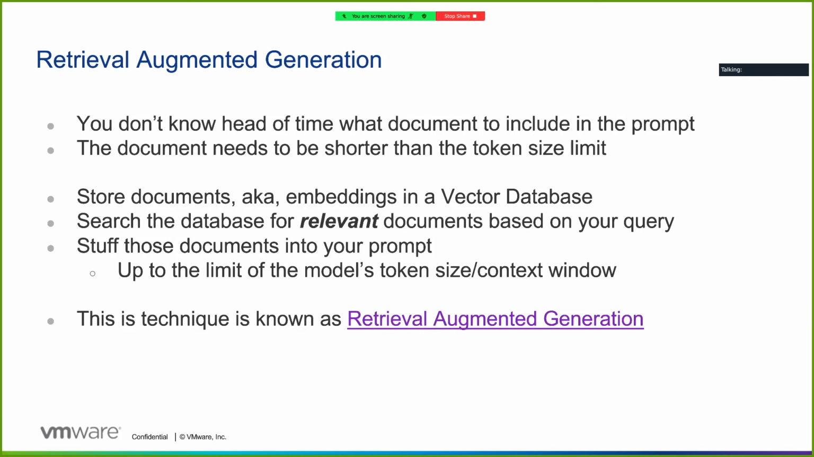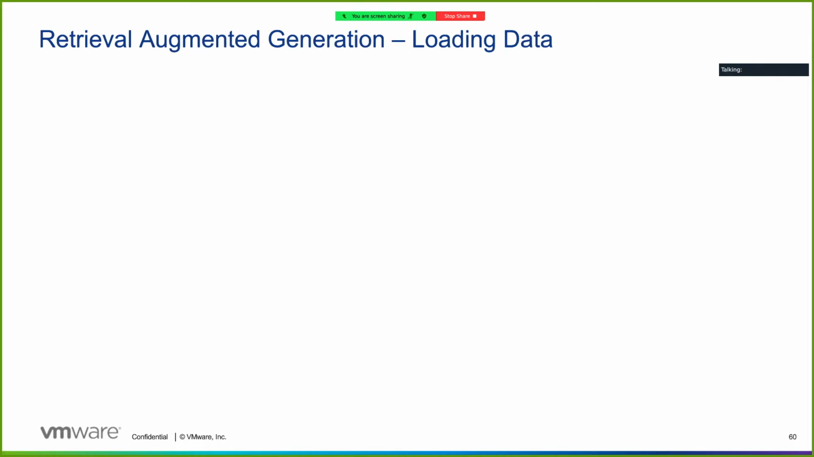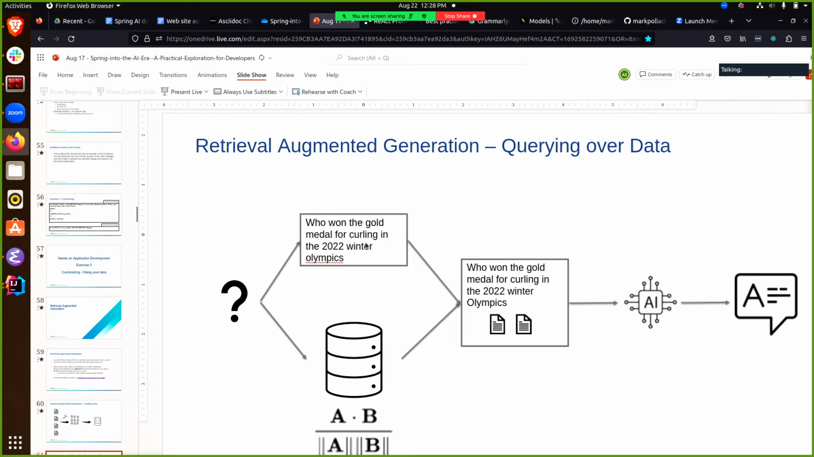So what you do is you store all these documents in something called a vector store, a vector database. And now you actually query the vector database first, before you ever go to the AI model. And you say, based on this input, let's say, who won the ski jump in 2022 Winter Olympics? It's going to find the pieces of documents that are relevant for your query, and then it will stuff the prompt with those things, right? So the first part, oops, I don't know why. There must be some weird animation.